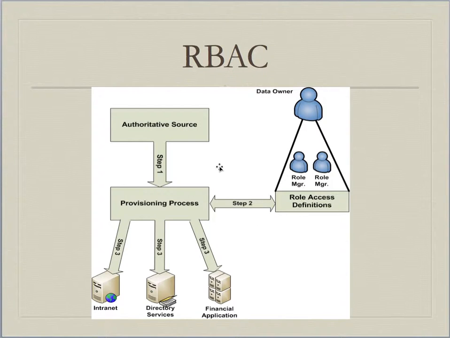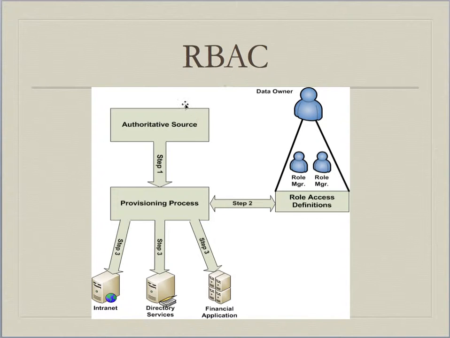So let's talk about the provisioning process. First, you have an authoritative source. An authoritative source is usually something like your human resources application. It provides terminations to the provisioning process so that it can deprovision user accounts. It provides new users so that those users can be provisioned. And it also provides role information.